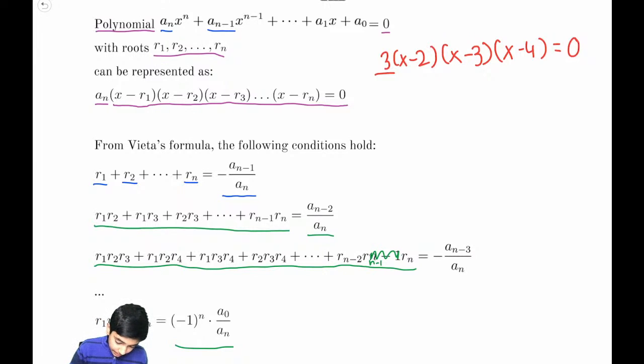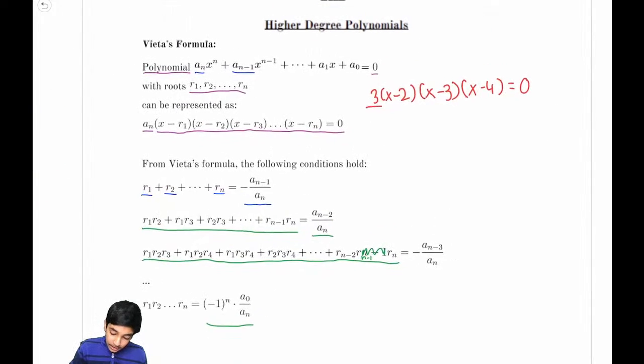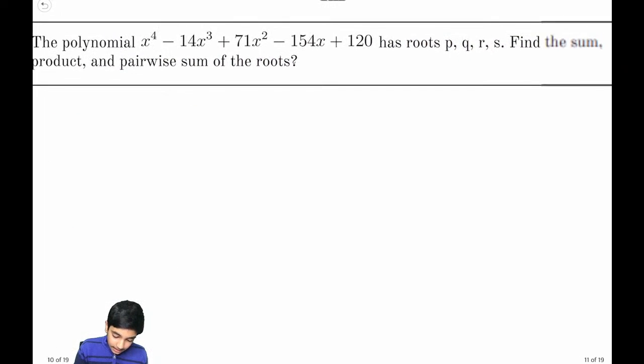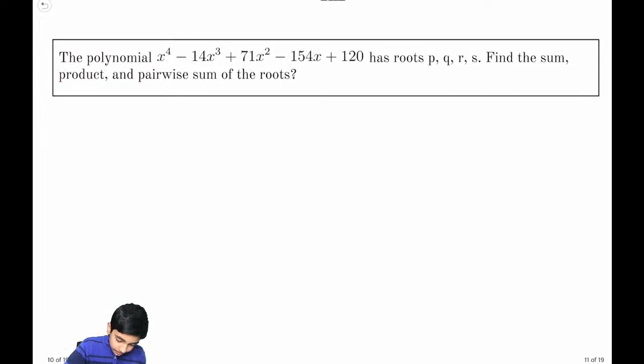So here we basically have alternating signs. You start with the sum being negative, pairwise is positive, triples are negative, and so on. That was probably confusing, but an example should hopefully clear it up. So we have this example here. The polynomial has roots p, q, r, and s. Find the sum, product, and pairwise sums of the roots.